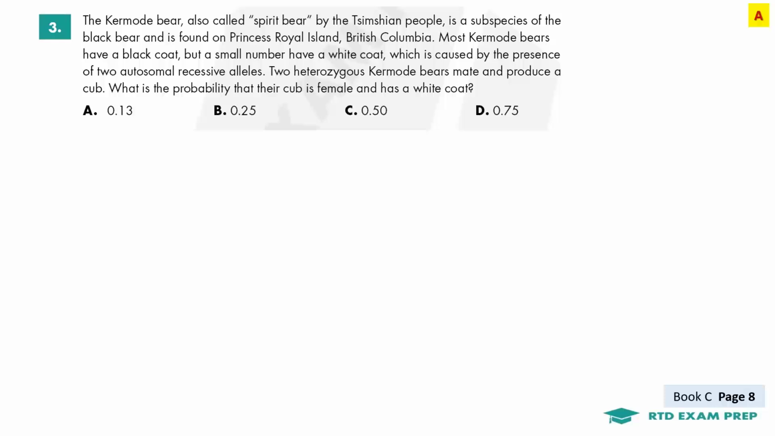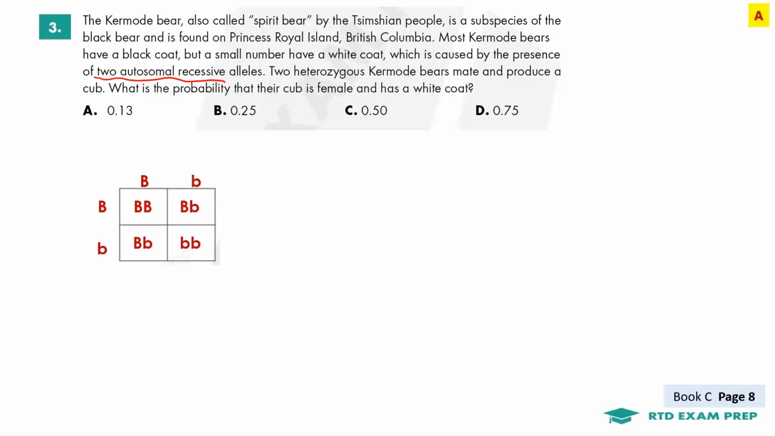Question 3. The Kermode bear, also called the spirit bear, is a subspecies of black bear found in BC. Most have a black coat, but a small number have a white coat, and that's caused by the presence of 2 autosomal recessive alleles. So if you have 2 heterozygous bears mate, what is the probability that their cub is a female, so that's 1 probability, and has a white coat? That's a 2nd probability.